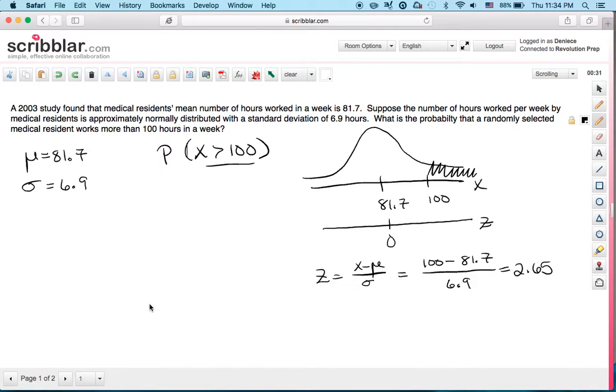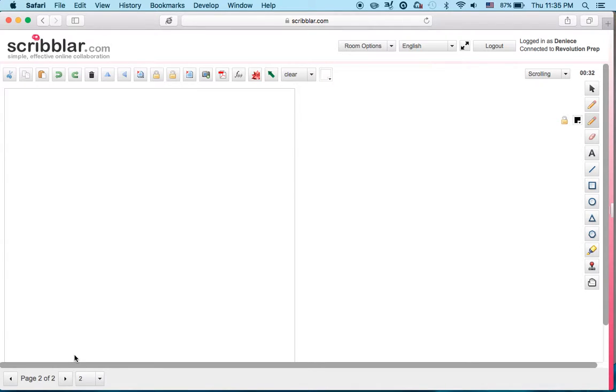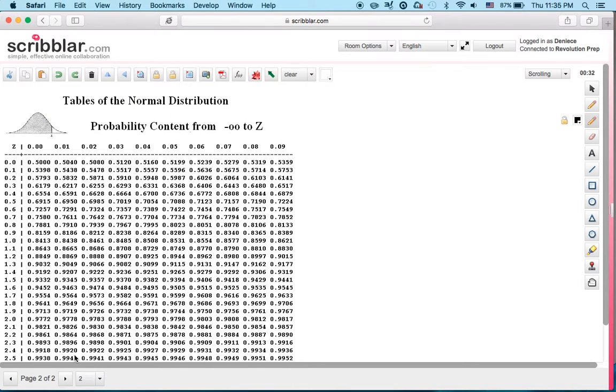Now this means that we're taking the probability of x greater than 100. But in order to use the standard normal distribution table, we have to convert that to a z-score. And when we converted it to a z-score, it's equivalent to saying the probability that z is greater than 2.65. So what is the probability that z is greater than 2.65? We're going to go over to our next page where I have uploaded a copy of the standard normal distribution table. And we're going to go ahead and find 2.65 on this table.